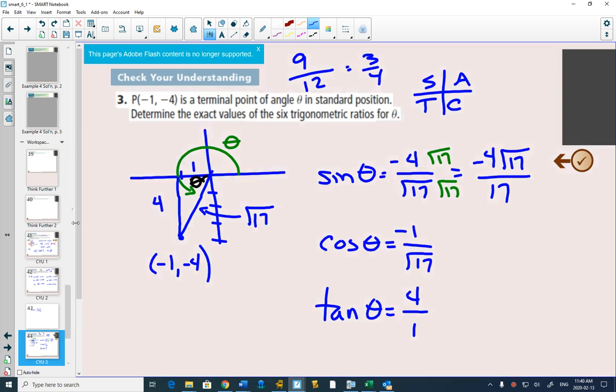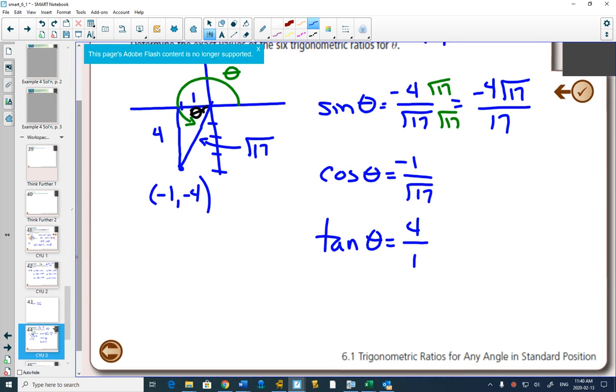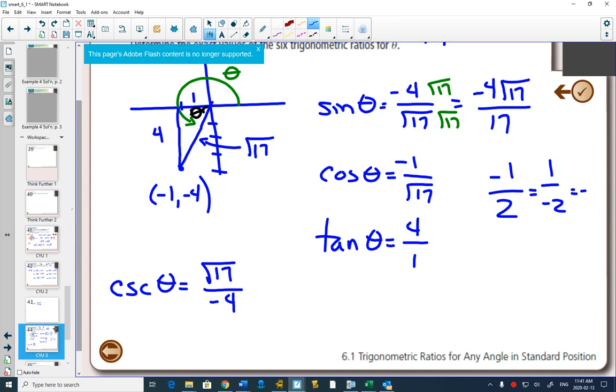And now for the reciprocal ones. So the reciprocal of sine is cosecant. If sine is negative 4 over root 17, and cosecant is a reciprocal, meaning the fraction flips, the answer for cosecant will be root 17 over negative 4. And it doesn't matter where you put the negative. With a fraction, negative 1/2 is the same as 1 over negative 2, which is the same as the negative in front. You can choose where you put that negative.